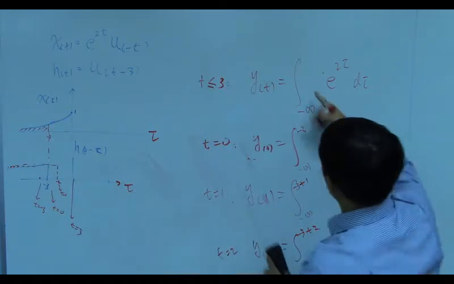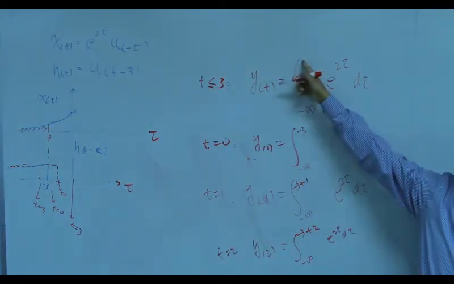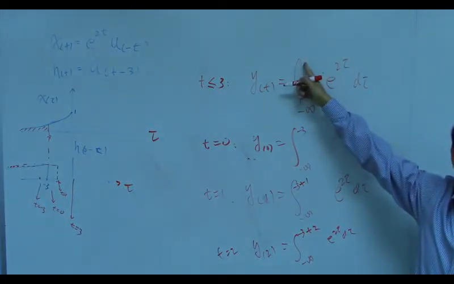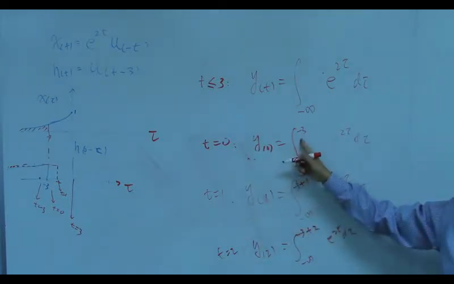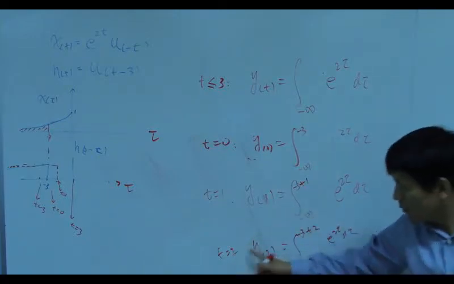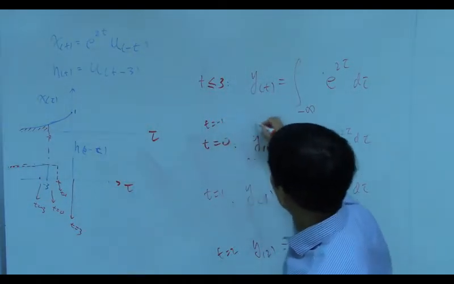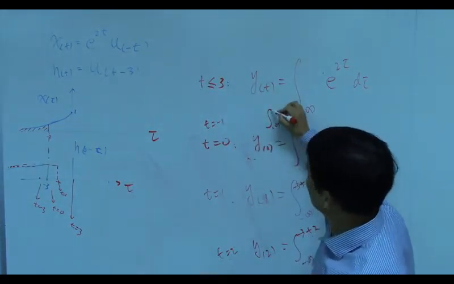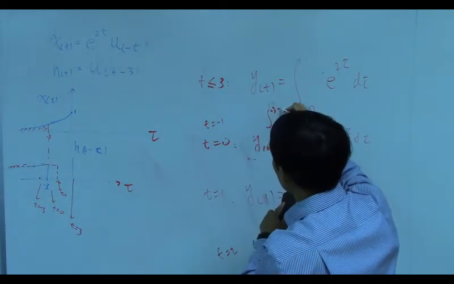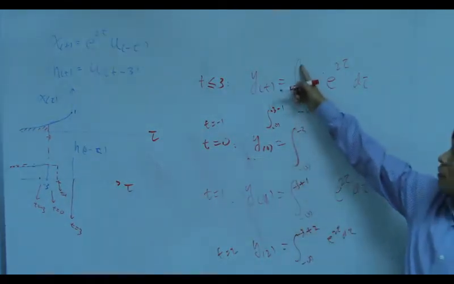So that means here, what is this limit? What is this limit here? You look at this. When t equals 0, that's negative 3. When t equals 1, that is negative 3 plus 1. When t equals 2, that's negative 3 plus 2. How about when t equals negative 1? This integration from negative infinity to negative 4, right? Negative 4 means negative 3 minus 1. Right? So can you generalize what this is?